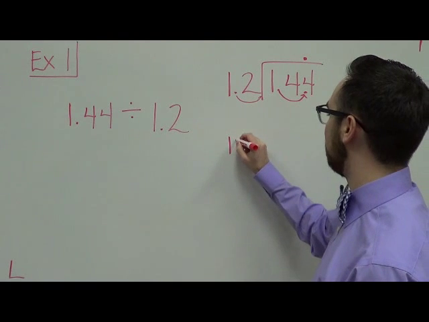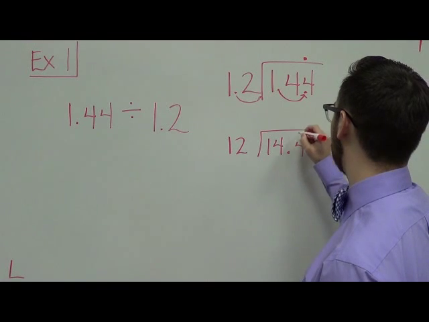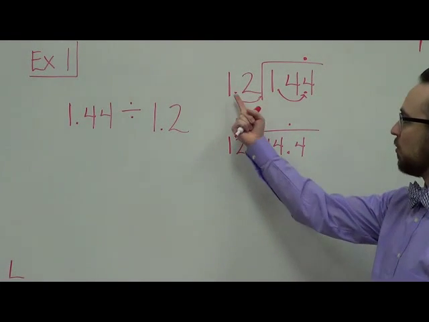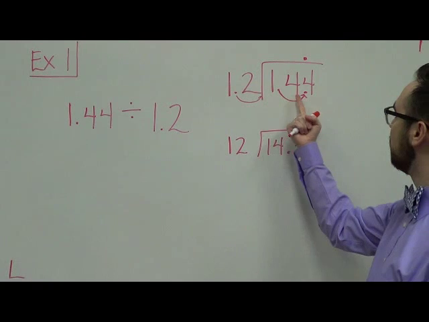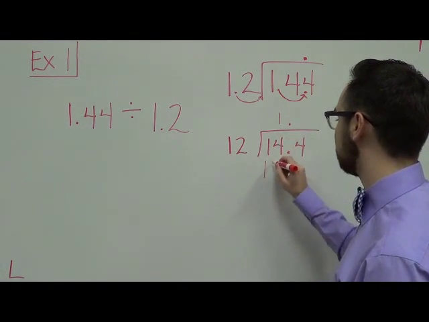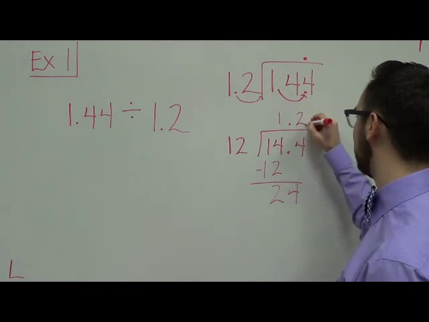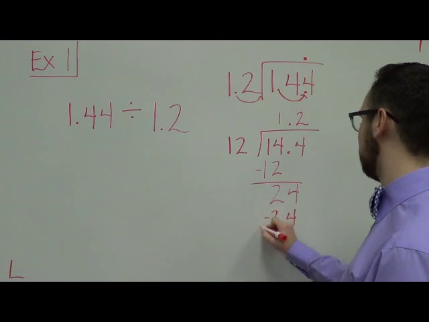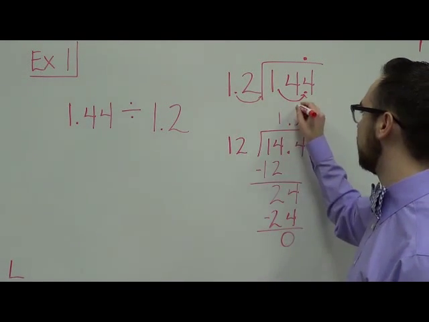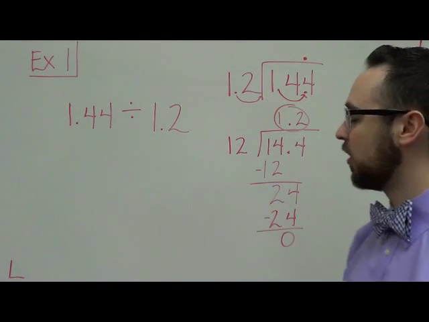So now my number becomes 12 into 14.4, and that number goes up here. All we're going to do is shift that decimal point this way, and then shift this decimal point the same direction. So 12 goes into 14 one time, subtract, bring down the 4, 12 goes into 24 two times. When we subtract, we get 0, and so our answer is 1.2. And if you were to multiply 1.2 by 1.2, we'd get back to 1.44.